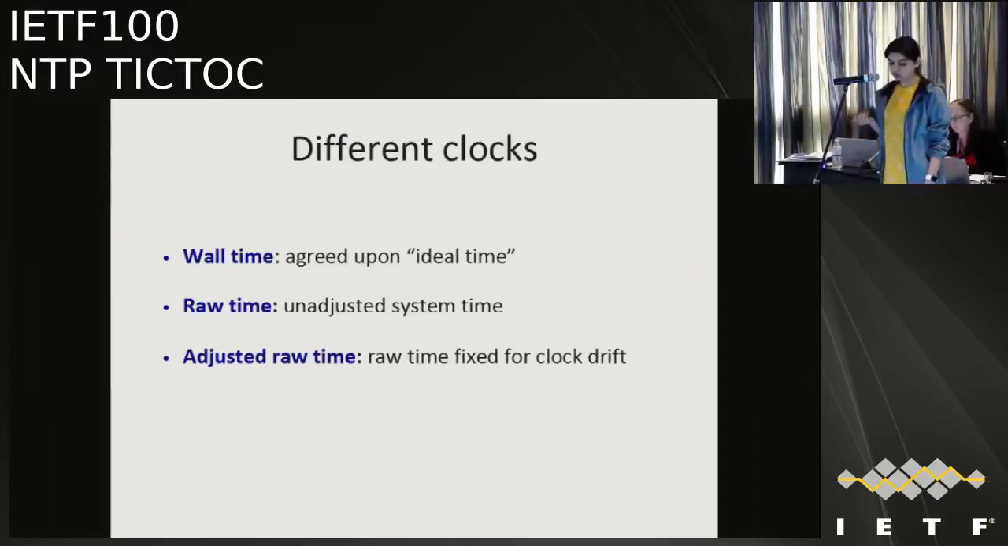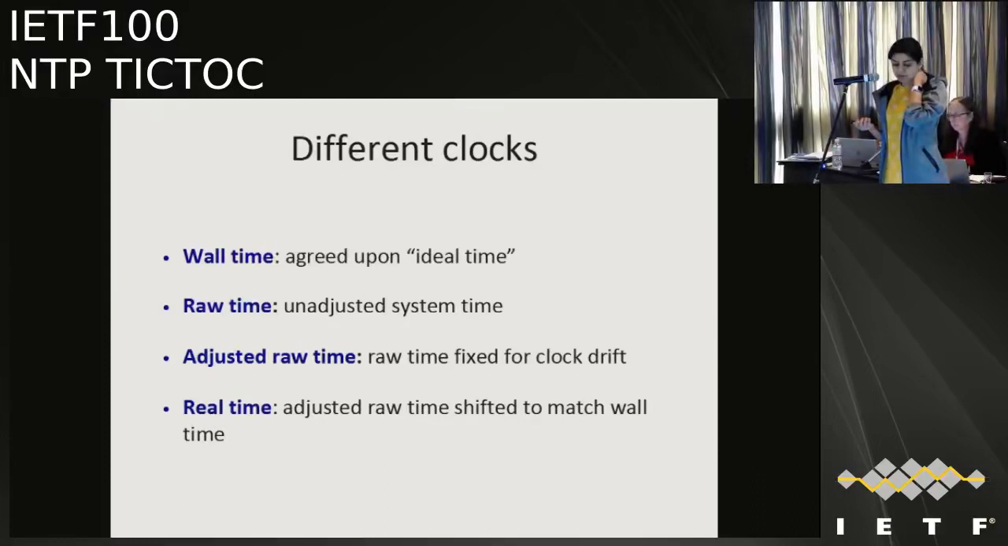Another kind of time is adjusted raw time. This is the raw time which has been fixed for clock drift. Raw time is completely unmodified. Adjusted raw time is the time that you get after adjusting this raw time for clock drift, and this could be externally adjusted by network time protocols, or it could be manually set, as opposed to raw time. Both of these times are monotonic, by the way. And then we have another kind of time that is called real time. It's adjusted raw time which is shifted to match wall time, so that we can actually use it to compare with the wall time. So these are the four kinds of times that may or may not be provided by modern operating systems.